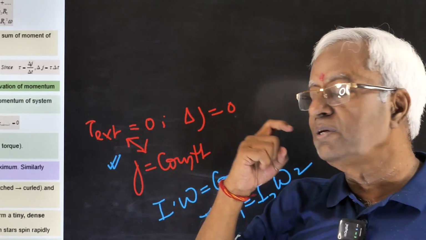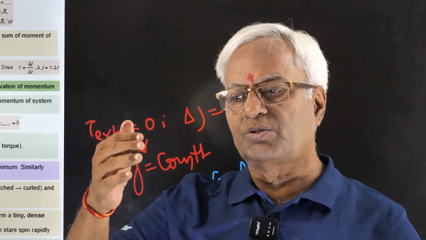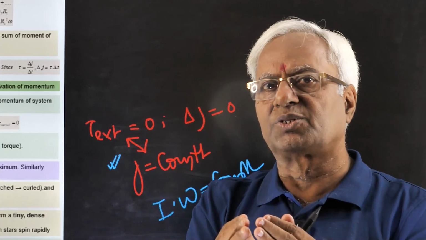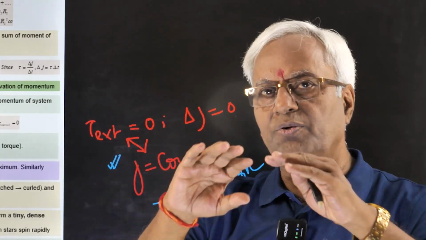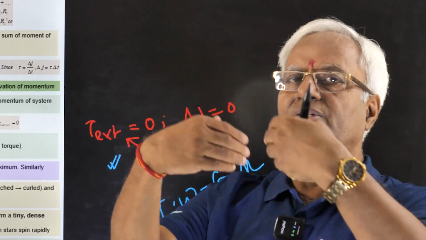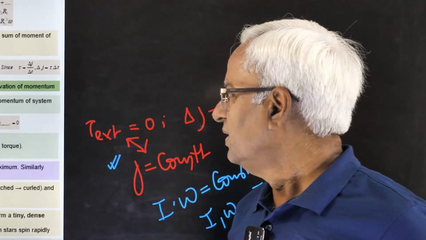Divers keep this thing in mind. While in the air, divers always try to contract their shape. They try to reduce their size. What happens? Angular velocity increases. That helps them in the other way.